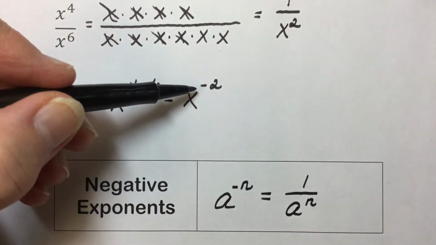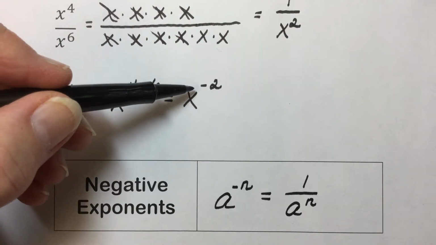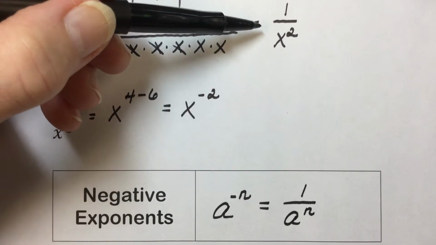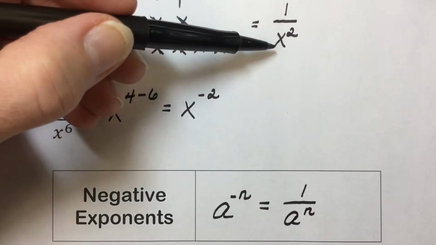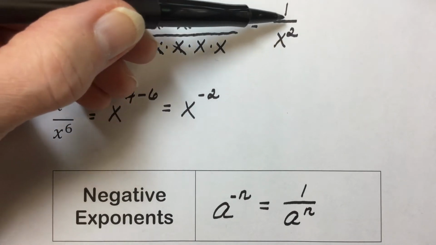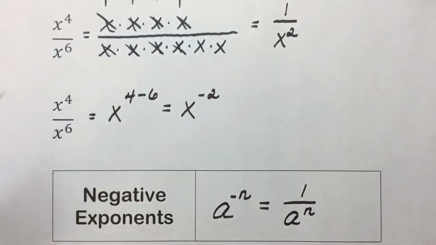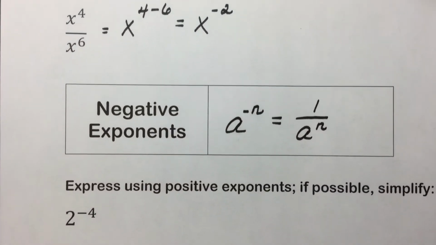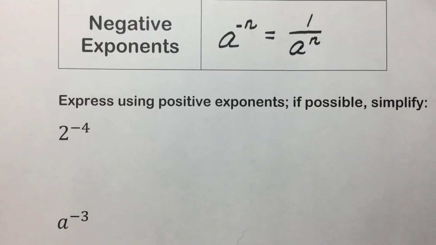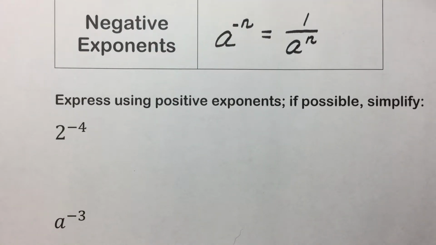We had x to a negative exponent, finding that it was equivalent to 1 over x to the second power. Dropping that quantity to the denominator made the exponent positive. And this is the negative exponents rule that we'll use then to express the following examples with positive exponents.